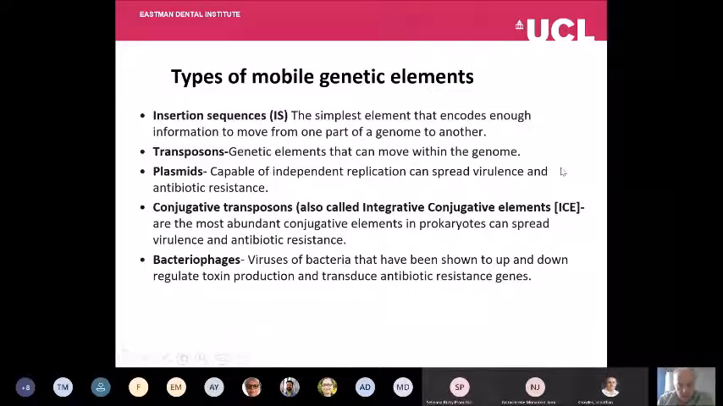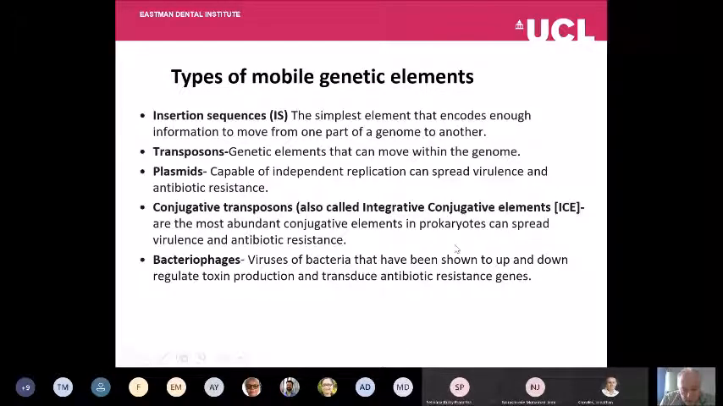These are a very heterogeneous group of genetic elements, but their main defining feature is that they have an origin of replication which allows them to replicate distinct from the bacterial chromosome. And they again can spread antibiotic resistance genes and virulence genes and can conjugate between different bacteria. Some can and some can't.